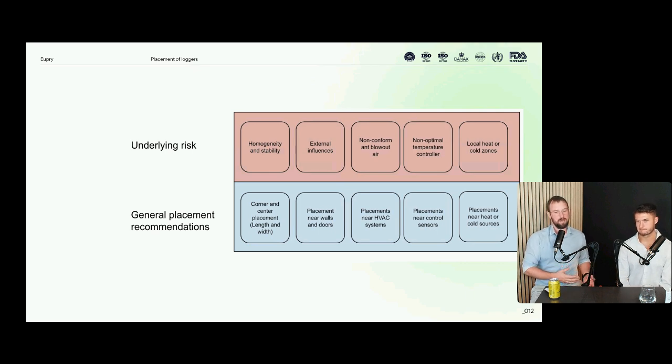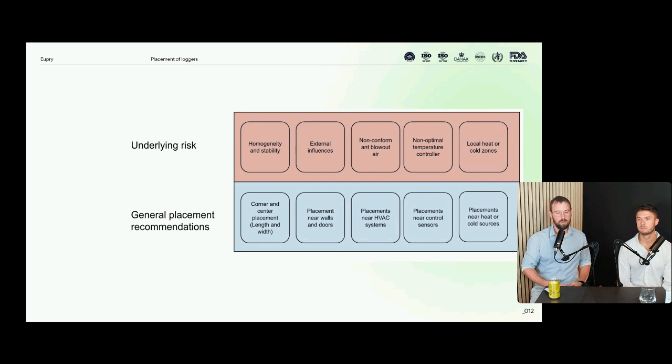The next thing is placement near walls and doors. Well, the risk there is that external influences will make some of the temperatures that you observe non-conformant. So rather than just choosing to stay with the recommendation to place data loggers near walls and doors, place them where you have external influences. So identify, where do I have anything that externally could impact the distribution of temperatures, and then place a data logger near that. And the same thing goes for placing data loggers near HVAC systems. It's basically because you have non-conformant blowout air.